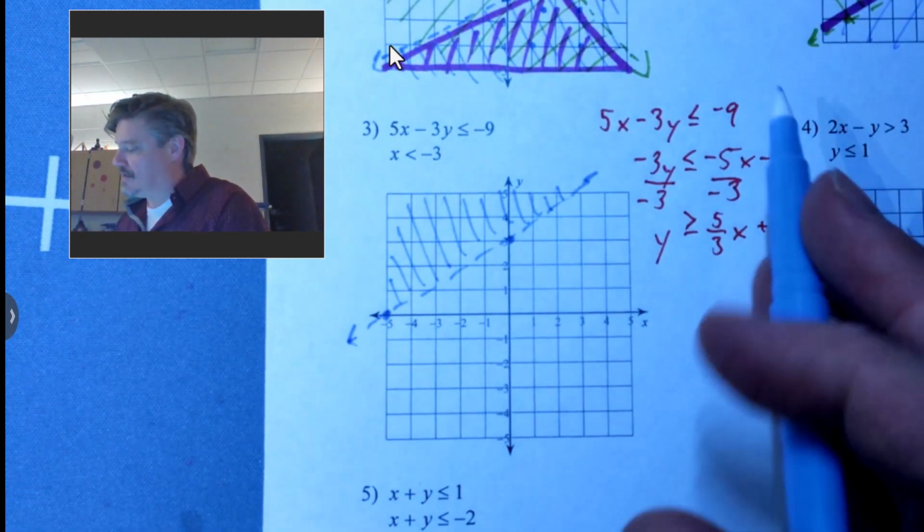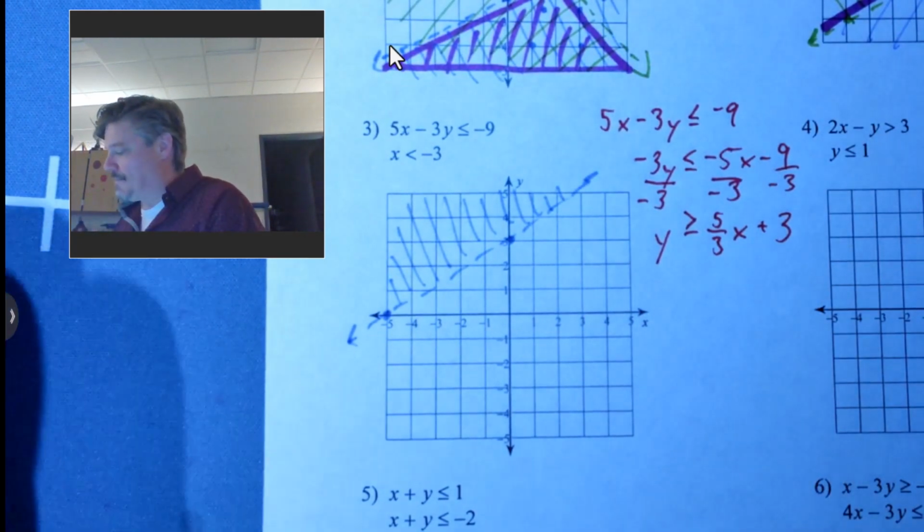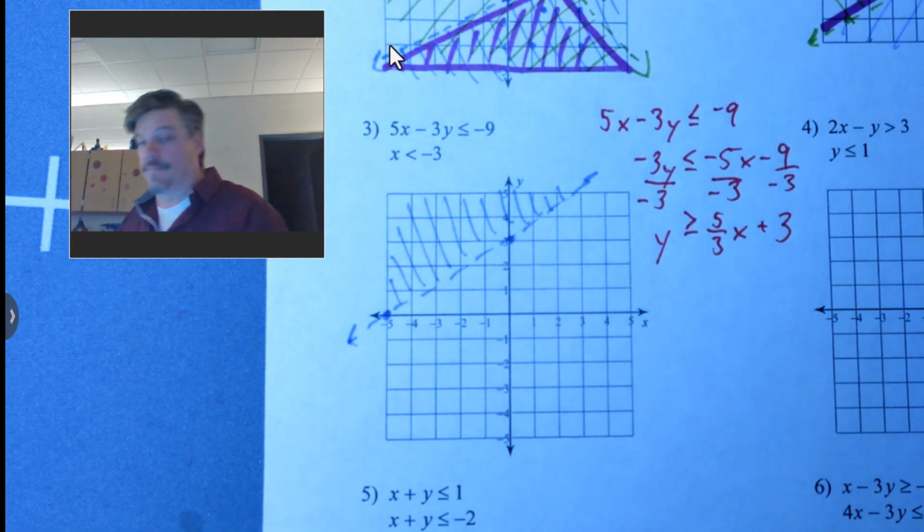Okay, now I hope I didn't screw this up here. It should be good, right? +3, positive slope. Oh, no, you moved over. Yep. Okay. So that's that.